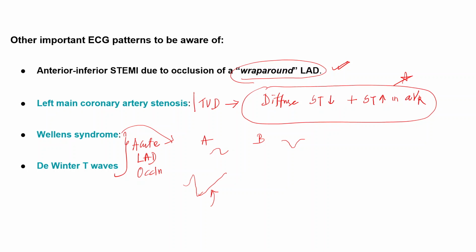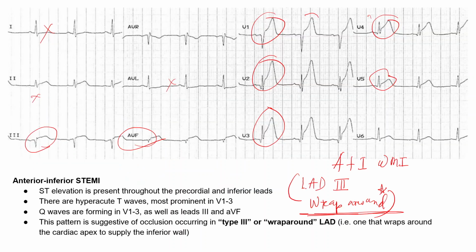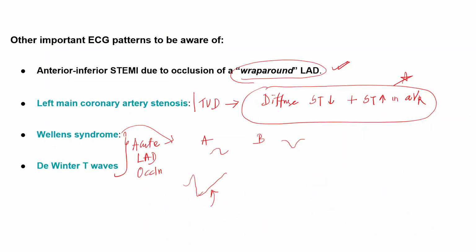But remember, whenever you are getting diffuse ST segment depression, always look at aVR. If you are not familiar with the ECG, remember aVR comes here. You have to always look at aVR for ST elevation. If there is aVR ST elevation, that means it's a more critical situation. You may have a left main coronary stenosis or you may have a triple vessel disease. It's a very important finding.